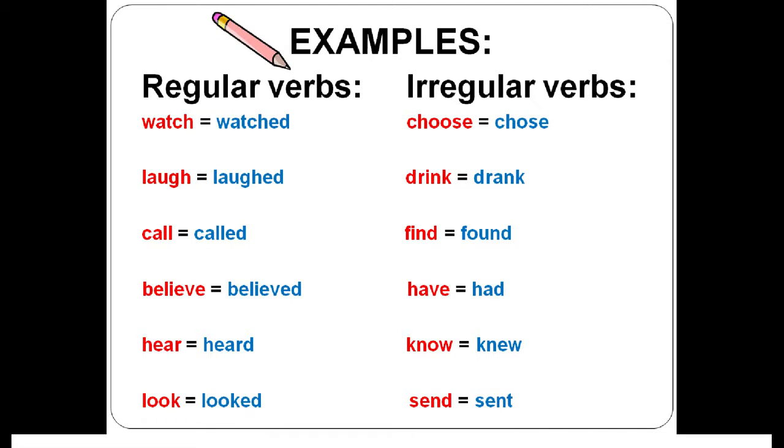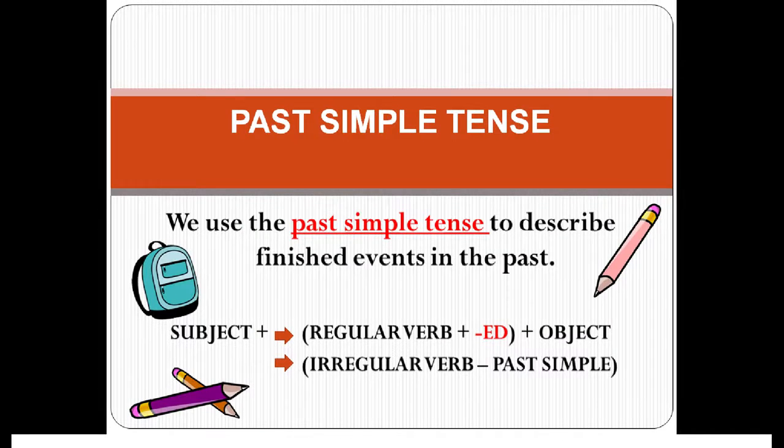Let's read more examples of the most used verbs in everyday communication. Watch, watched, laugh, laughed, call, called, believe, believed, hear, heard, look, looked, choose, chose, drink, drunk, find, found, have, had, know, knew, send, sent. In the end of your sentence, you can put object, but it's not necessary.